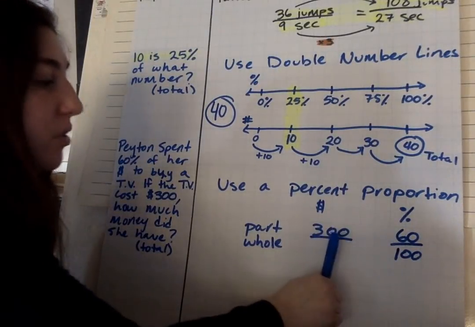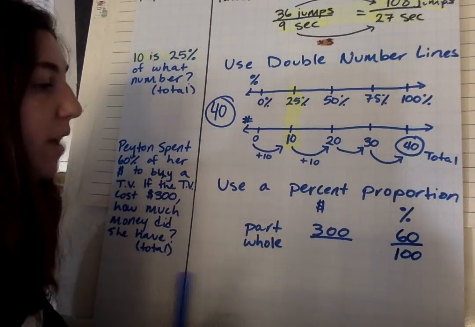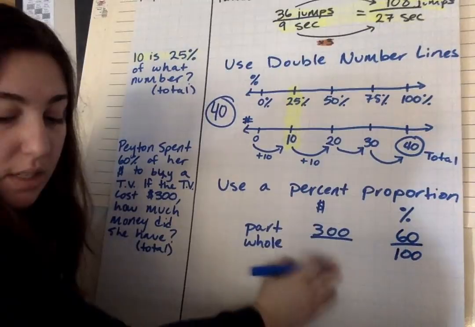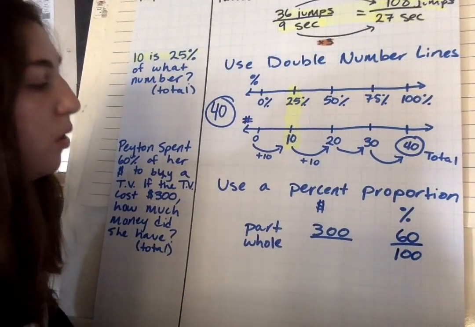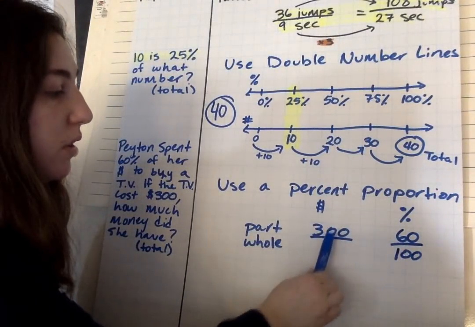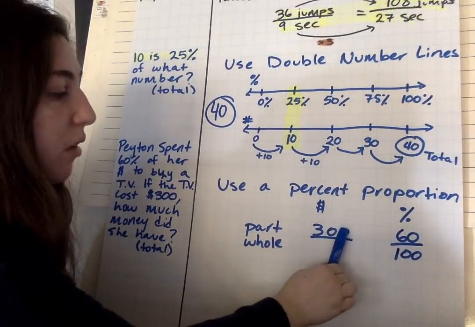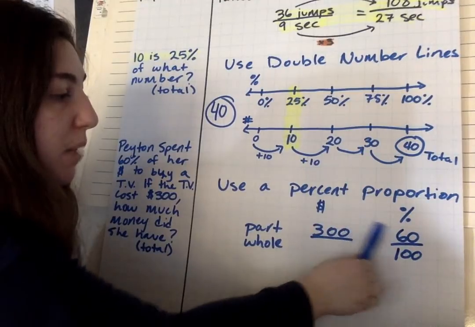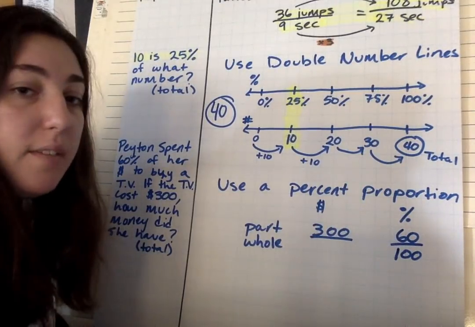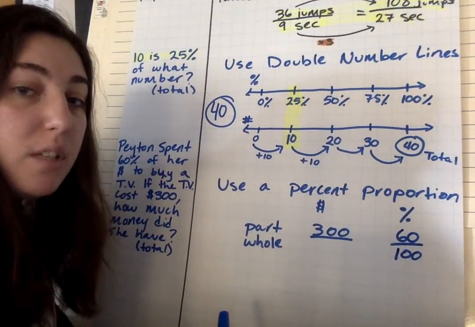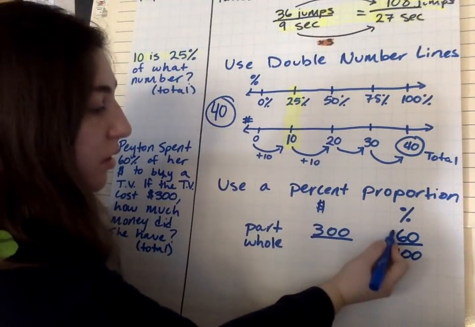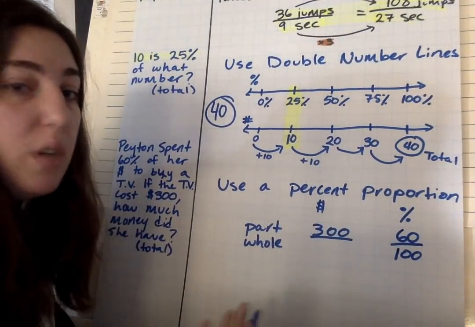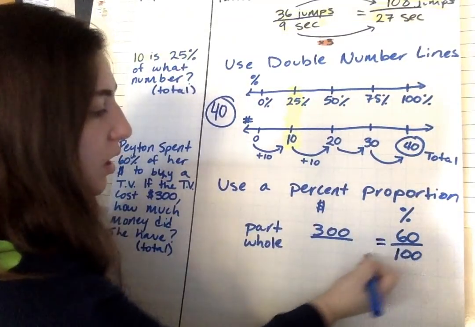Okay, so we have two ratios. One of them's not done. We need to figure out what this is. Okay, so we could go from 300 to 60 to find out how we go from this big number to this small number. We'd need to divide, or we could go in the opposite direction and find out how we go from 60 to 300, which I think we should do. It'll be easier. And they should be equal.